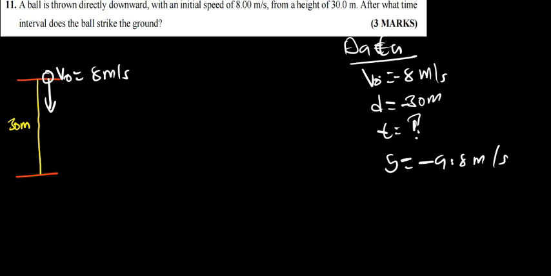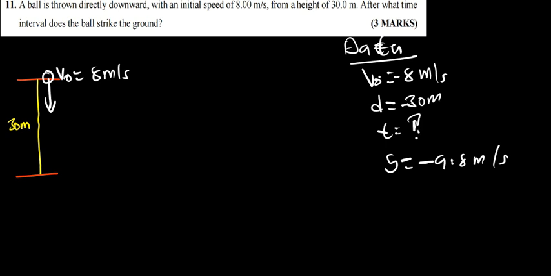The reason why the velocity is going to be negative, let me show you something. The reason why the velocity is going to be negative is because it's going toward negative x-axis. Sorry, negative y-axis. That's why it's going to be negative.